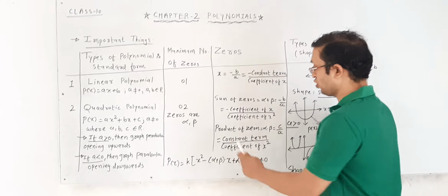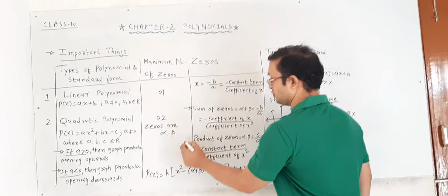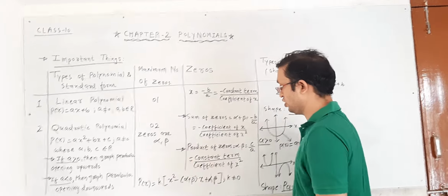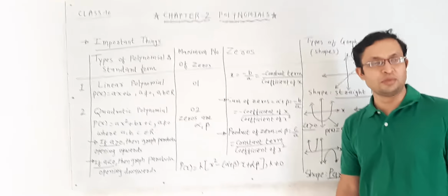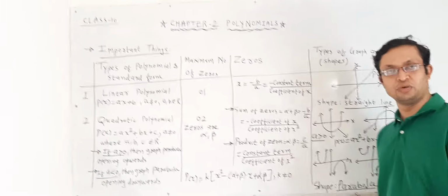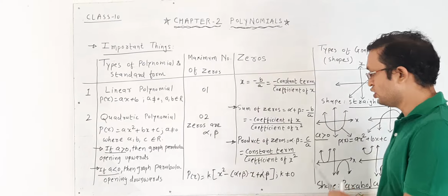Another one, product of zeros. First one is sum of zeros, second one is product of zeros. Product of zeros means here there are two zeros, alpha and beta. Product of zeros means alpha into beta, that is equal to c divided by a.